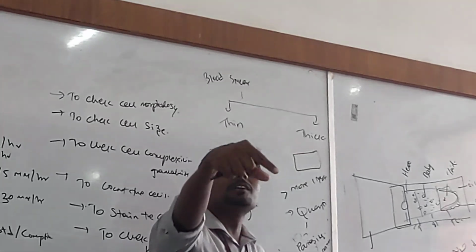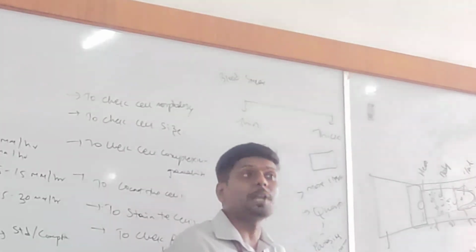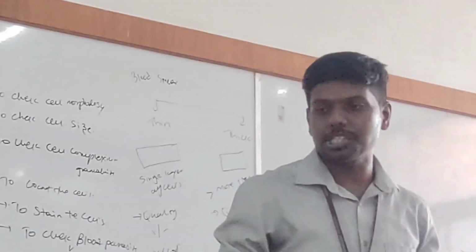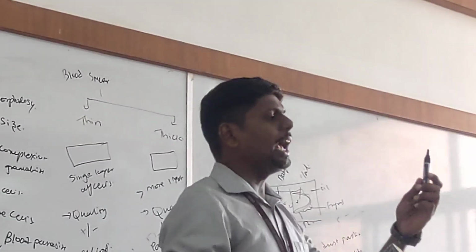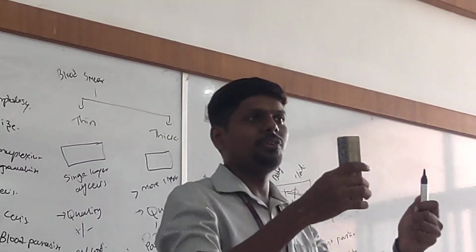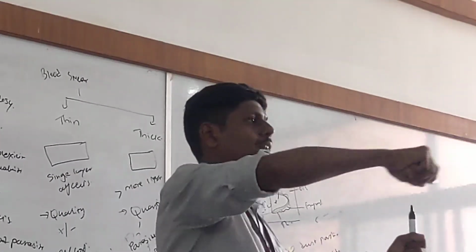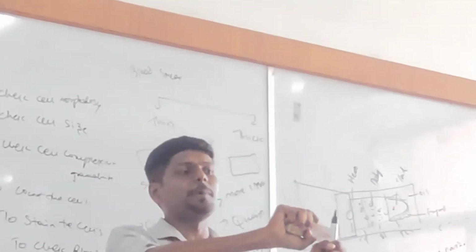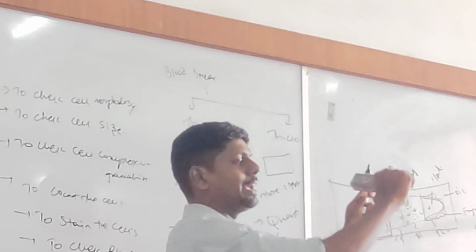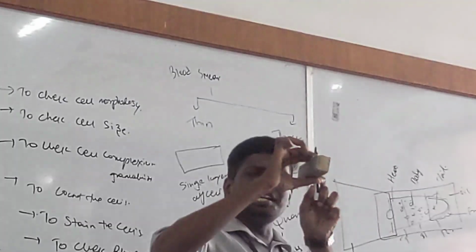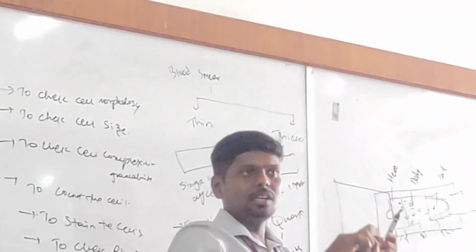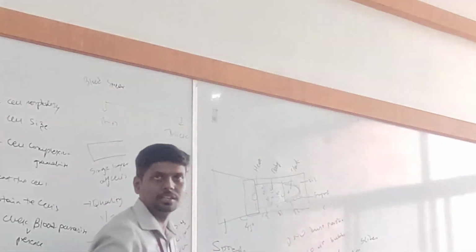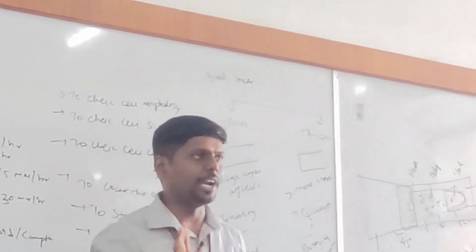The angle of the spreader matters. I will give one best example if you can't understand. If you want to cut a pencil with a knife, are you going to cut it like this? You can't. This is a higher angle. What is the ideal angle? You will keep it like this and go upright. So there is an ideal angle to spread the smear. That ideal angle should be 45 degrees.